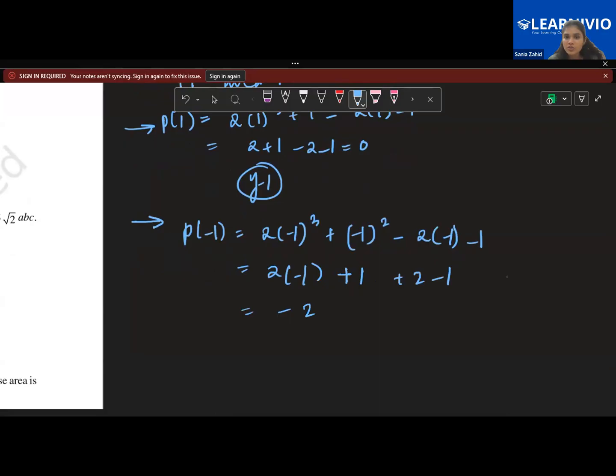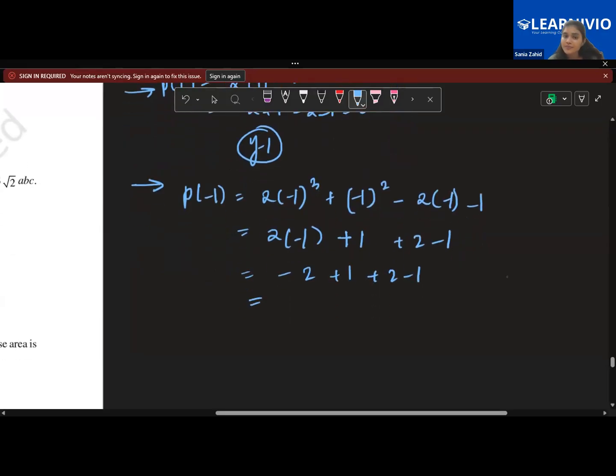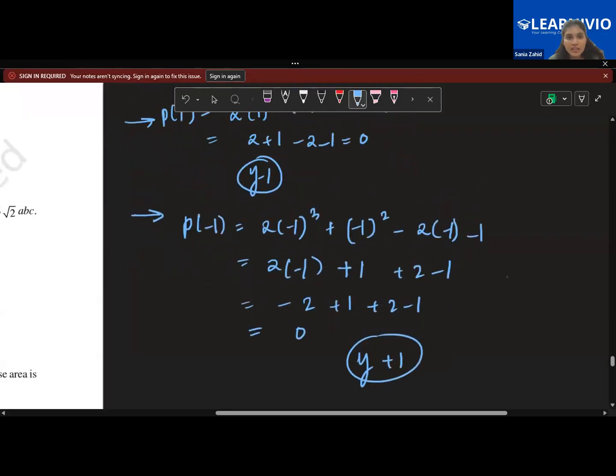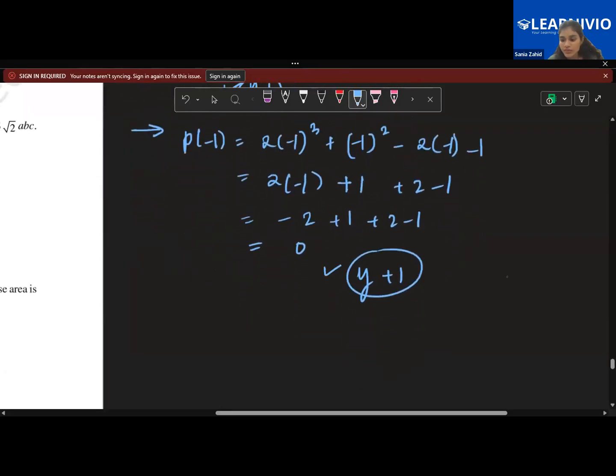So this becomes minus 2 plus 1 plus 2 and minus 1. Now this is also 0. So you also get y plus 1 is also a factor. So y minus 1 and y plus 1 are both factors. But remember, you have only written one part.